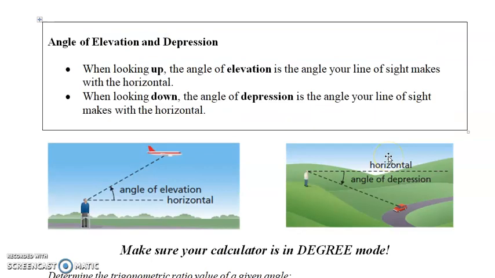Remember angle of elevation and angle of depression, or angle of inclination for elevation. When looking up, the angle of elevation is the angle your sight makes with the horizontal. Here's the person looking straight at the horizontal and then up towards the plane. That's the angle of elevation. Then you see the person on the hill looking down at the car. The angle of depression is measured from the horizontal, left to right, and down toward the object that you're looking at.